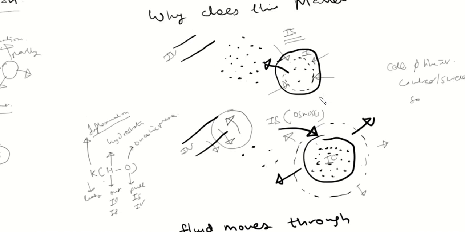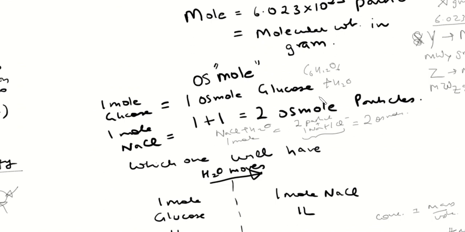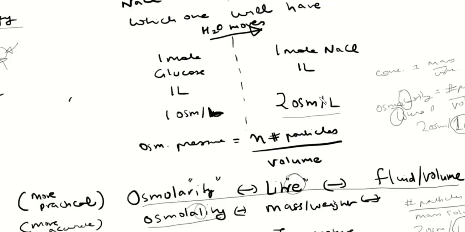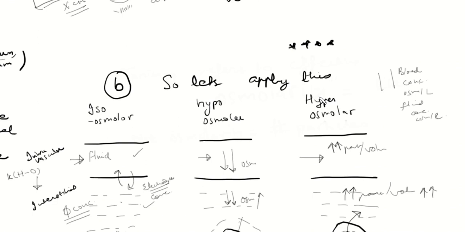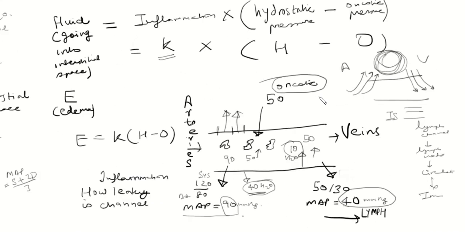We talked about how it causes cells to swell, or how it causes them to dehydrate. We talked about how fluid moves through different compartments, and how fluid osmolarity changes between different compartments to expand and shrink the cells. And then again we talked about how the fluid goes from intravascular space to interstitial space and vice versa.